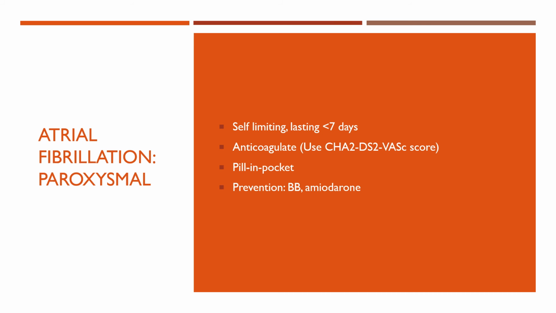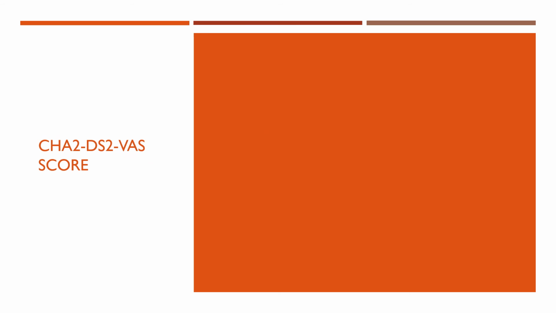In terms of managing the patient, we do need to anticoagulate them, so we use the CHA2DS2-VASc score to consider the risks of anticoagulation versus the risks of not anticoagulating. Many of these patients are managed in a pill-in-pocket approach, so the patient takes their medication as and when they feel they need it to improve their AF.